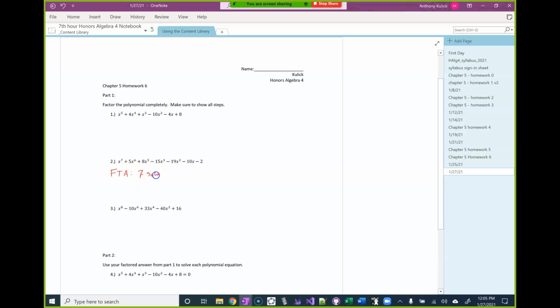So I know 7 factors. And from the rational roots theorem, I know that possible solutions are going to be factors of 2 divided by the factors of 1. So just plus or minus 1 and 2. And then I'm going to go look at my graph.